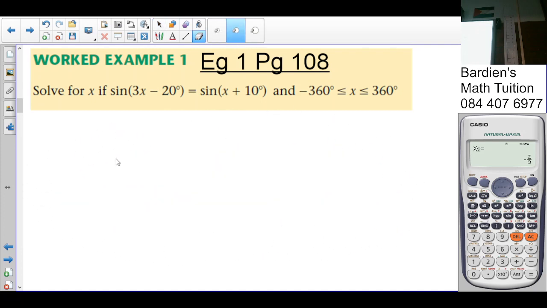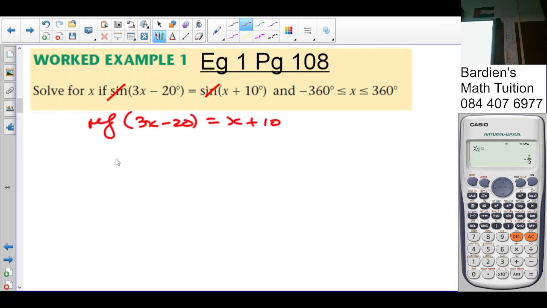Same thing applies. You will agree I can drop sine on both sides. So my reference angle now reads 3x minus 20 is equal to x plus 10. Okay. So which question comes to mind? In which quadrant is sine positive? 1 and 2. Let's go with quadrant 1. What will it be in quadrant 1?